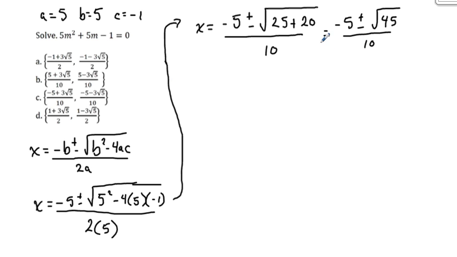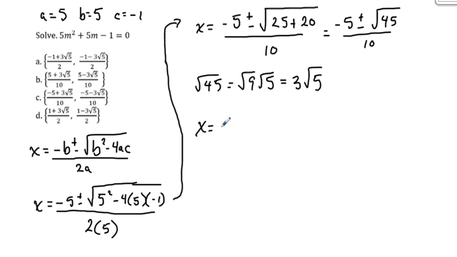Now, we can see that none of the answer choices have a 45 underneath the radical, and this reminds you that you have to simplify radical 45. To simplify it, you have to find the biggest perfect square that goes into 45 evenly, and that number would be 9. So radical 45 is going to become radical 9 times radical 5, and radical 9 is a perfect square, whereas radical 5 is not, so we will get 3 root 5.